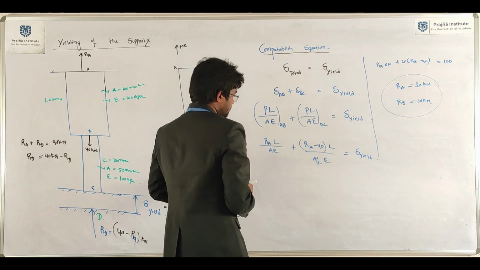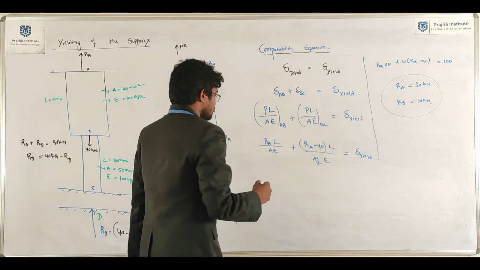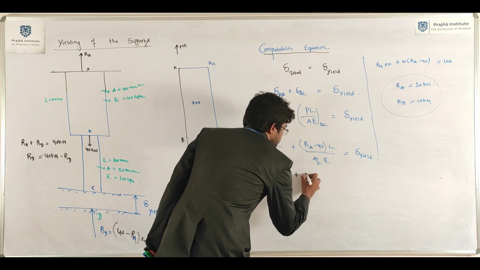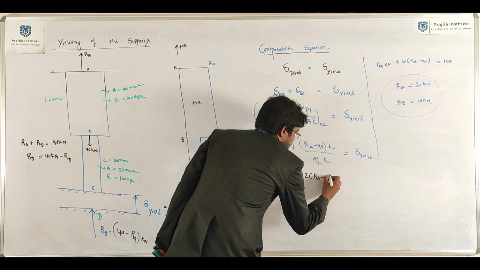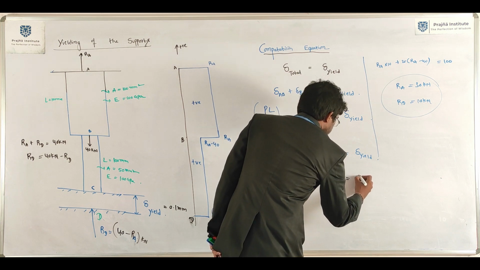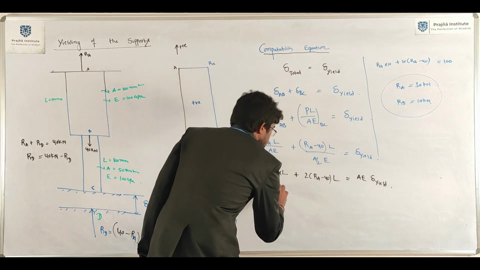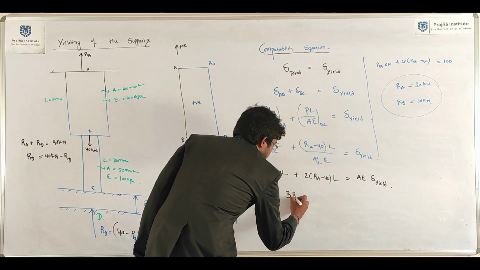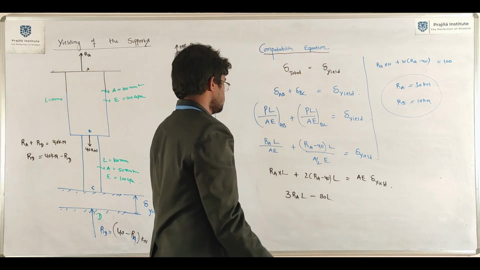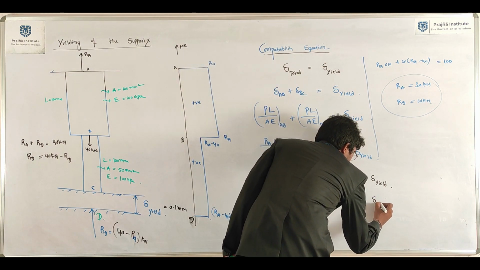So, write RA separately. You will get RA into L by AE: 2 into RA minus 40 into L is equal to AE delta yield. Okay, so here 3 RA into L minus 80L is equal to AE delta yield.